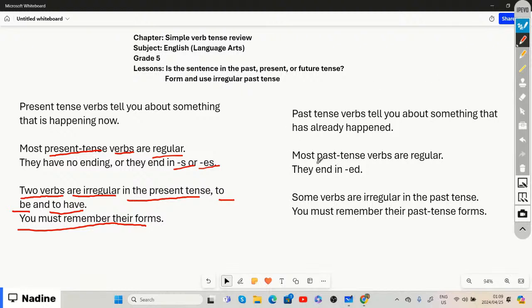And most of our past tense verbs are regular and they end in ed. When we say they end in ed, we can say, for example, played, danced. Those are two examples of regular past tense verbs that end in ed.